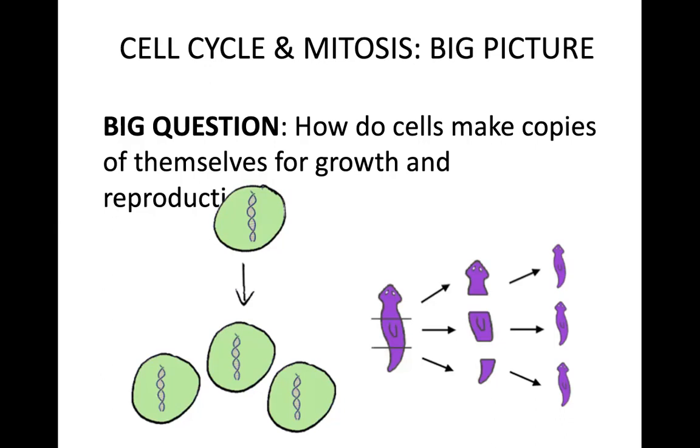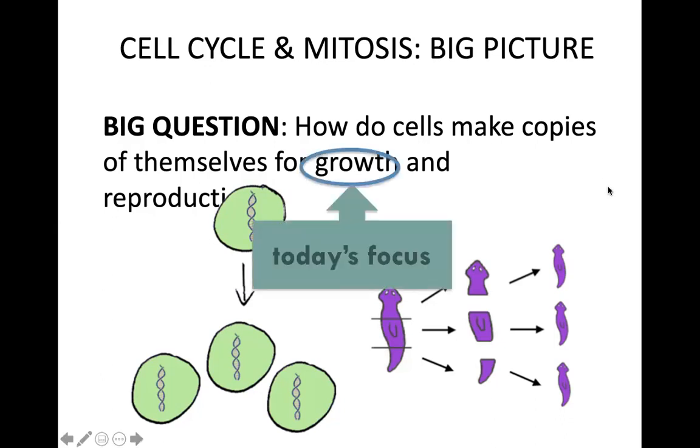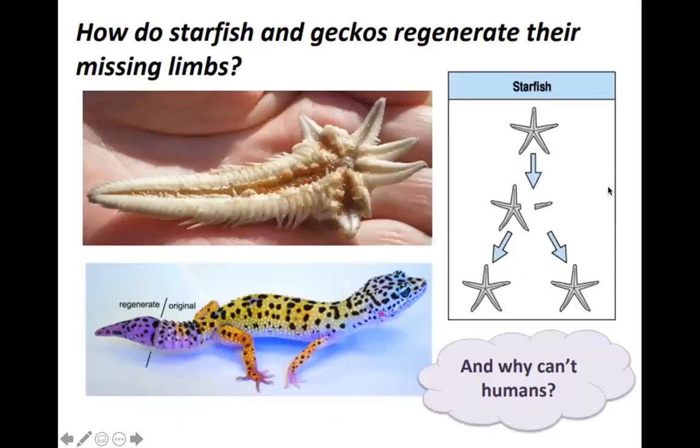All right, so today we're going to talk about the cell cycle and mitosis. So how do cells make copies of themselves for growth and reproduction? So how do starfish and geckos regenerate their missing limbs? And why can't a human do that?